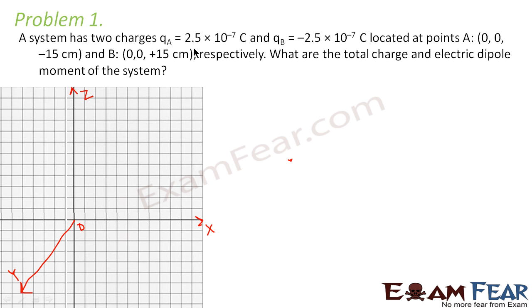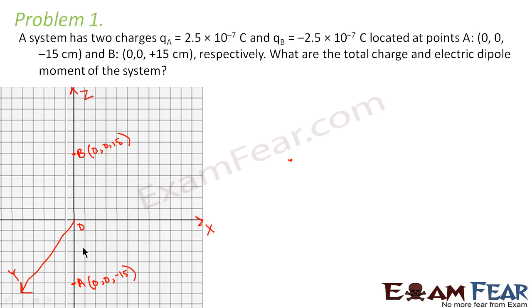So the first charge, that is QA, is located at 0, 0, minus 15. So let us say this point is minus 15. So this is my point A with coordinates 0, 0, minus 15. The other charge QB is located at the point B, which is somewhere here. This is point B with coordinates 0, 0, plus 15. Right? So we have to calculate the total charge and the electric dipole moment of the system.